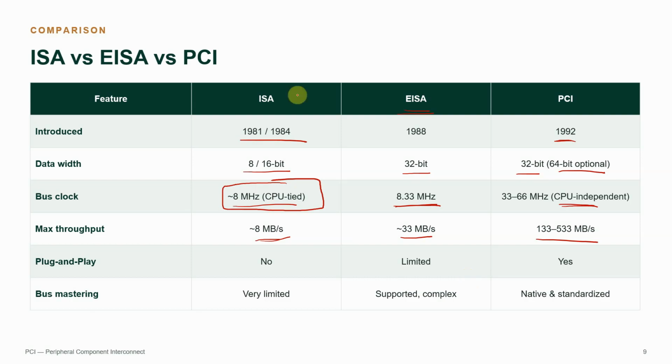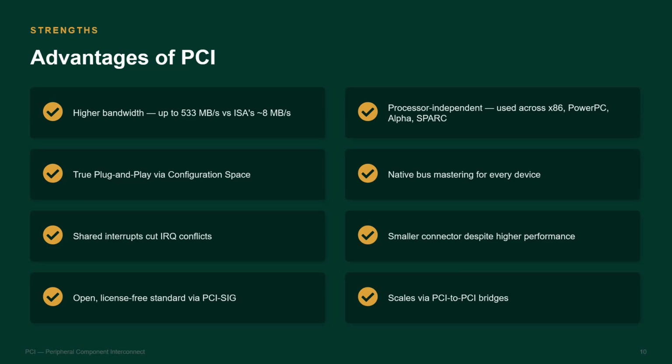And there is no plug and play in the case of ISA, whereas in the case of EISA it is very limited, and in the case of PCI we have the option of plug and play. Bus mastering is very limited in the case of ISA, but it was very complex in the case of EISA, whereas in the case of PCI it is native and standardized. That means any particular peripheral can act as a bus master.